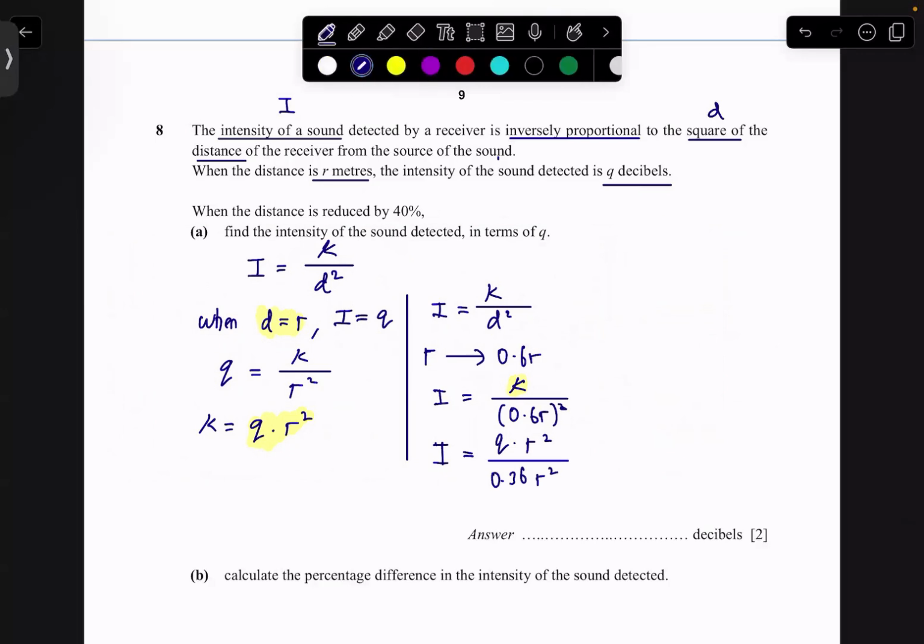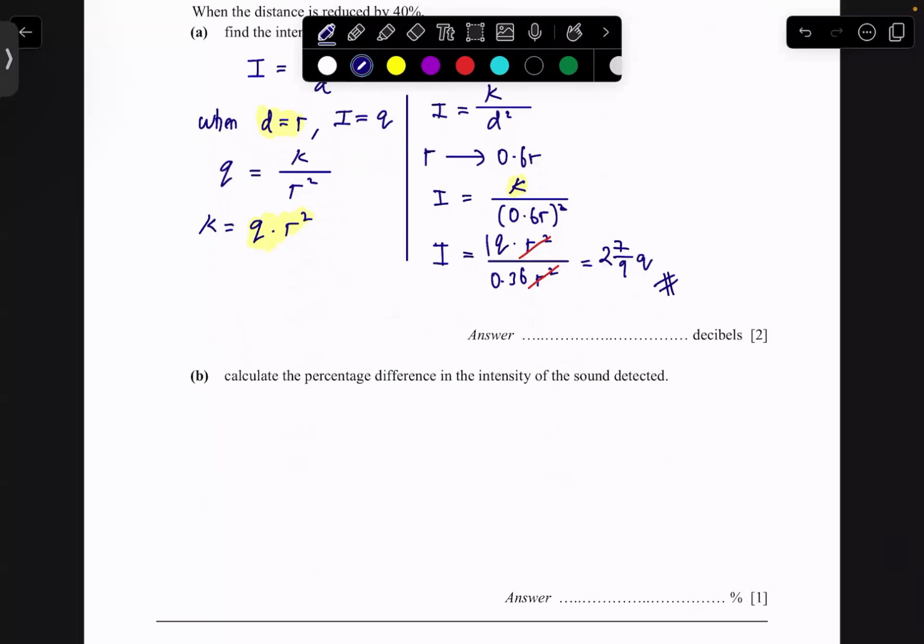Now, what happens? r squared gets cancelled off. So the intensity is q divided by 0.36. Now I'm not going to take q, I'm going to take 1. So 1 divided by 0.36, you key in the calculator, you'll get 2 whole 7 out of 9. So 2 whole 7 out of 9 q. So the intensity of the sound will be 2 whole 7 over 9 q. That will be the answer.